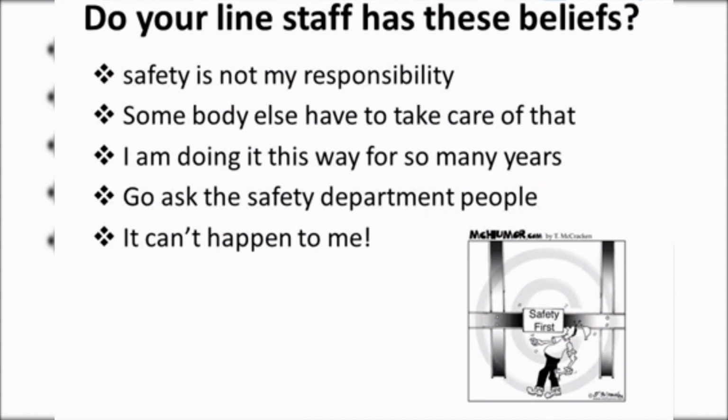Do your line staff have these beliefs? Safety is not my responsibility. Somebody else has to take care of that. I am doing it this way for so many years. Go ask the safety department people. It can't happen to me.